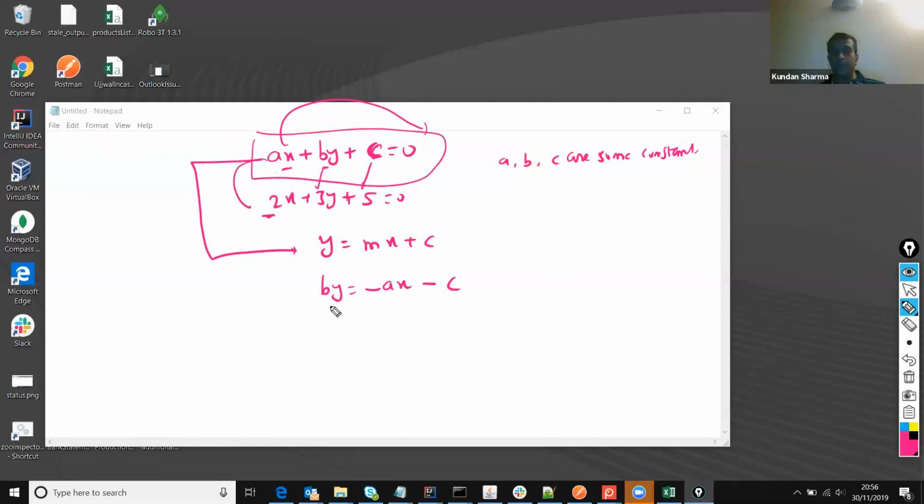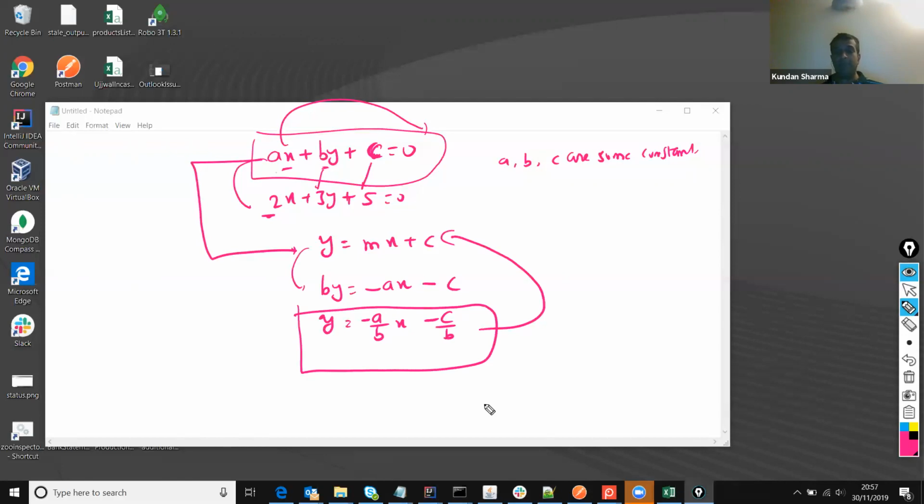Now, in order to make this into this format, I have to divide both the sides by b. So this will become y is equal to -a/bx minus c/b. Now, if you see this, this is exactly in the form of y is equal to mx plus c. So we can say that the slope of the line will be m is equal to, Apu, what will be the slope of the line? Minus a/b, right? So in short, if the given equation is of the form ax plus by plus c equals to 0, then slope will be -a/b.